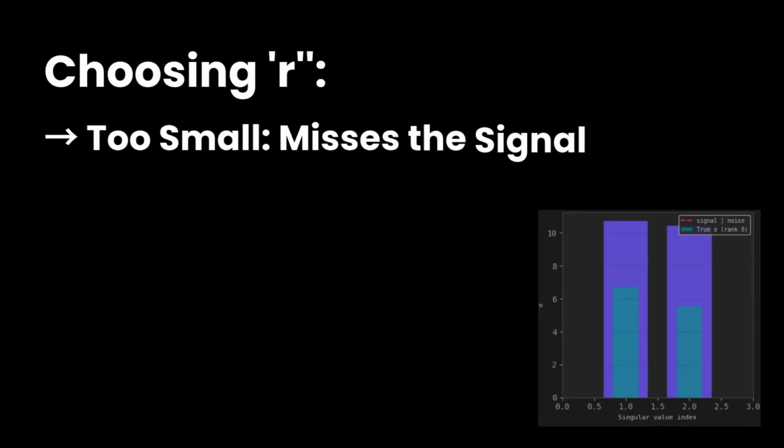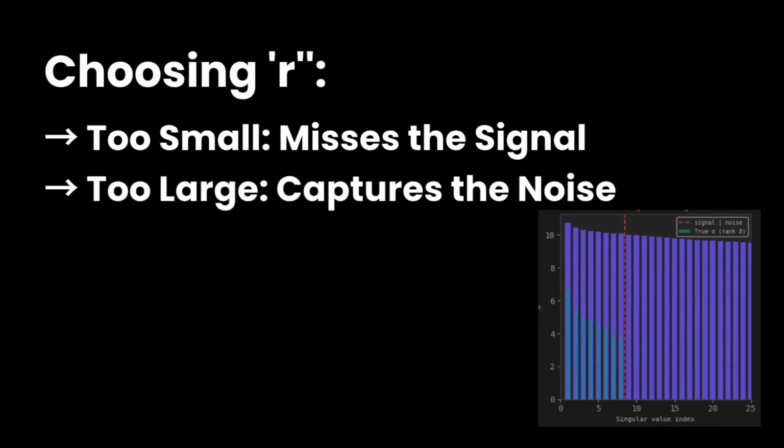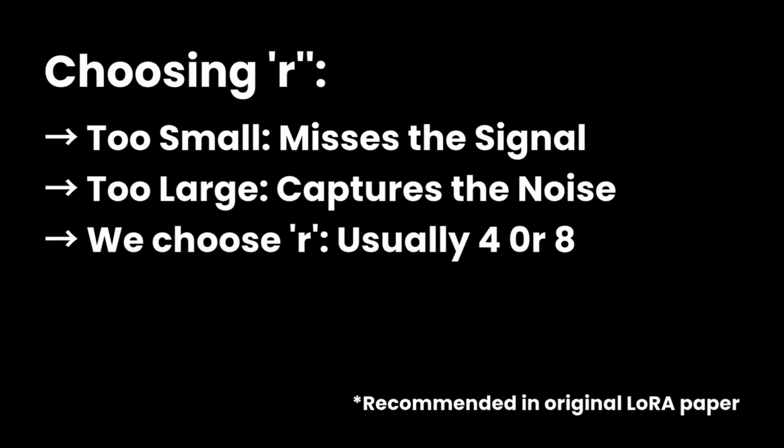But choosing the r value is crucial. How do we choose it? If r is too small, we miss the signal in data. If r is too large, noise starts appearing. With LoRA, we set the r value, and it is generally 4 or 8, as suggested in the original LoRA paper, and is tested across the majority of LLMs.